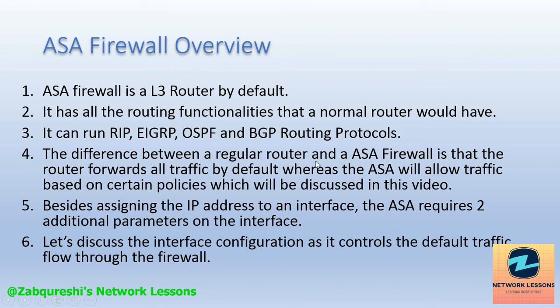The difference between a regular router and an ASA is that the router allows all traffic by default, whereas the ASA will allow traffic based on certain policies, which will be discussed in this video. So that's what I said. The default behavior of a router is that it will by default allow any traffic to a destination that it knows, but in a firewall it is not the case, and you need a separate rule to allow that traffic. Besides assigning the IP address to an interface, the ASA requires two additional parameters on the interface, and that will control the traffic.